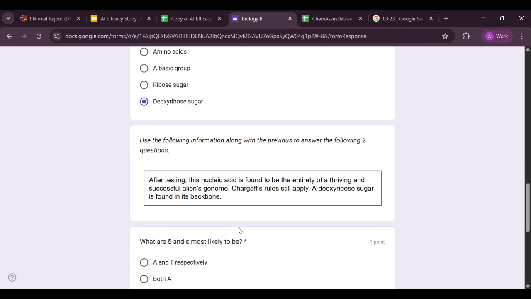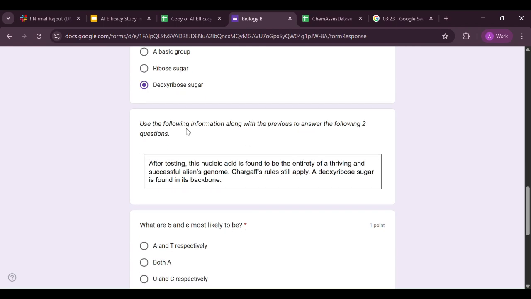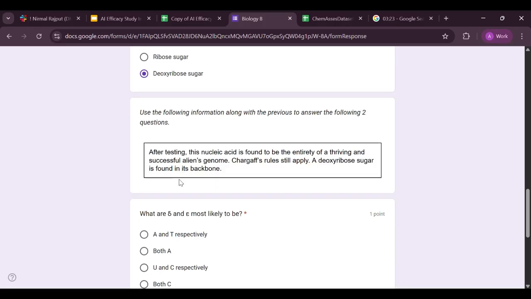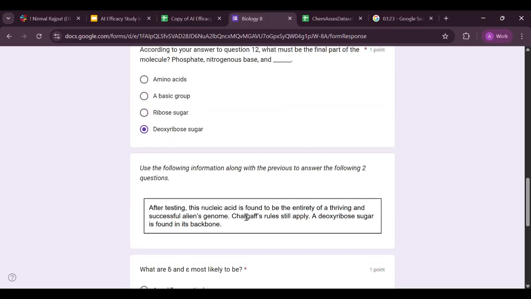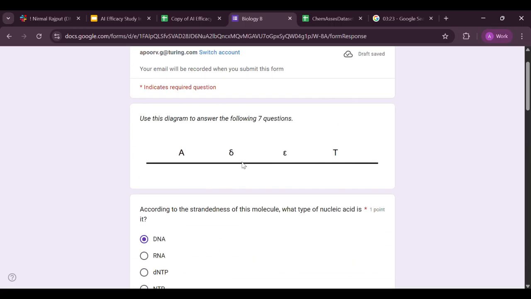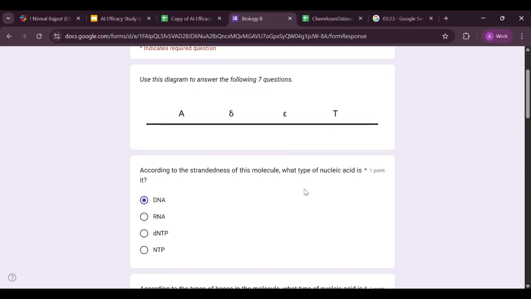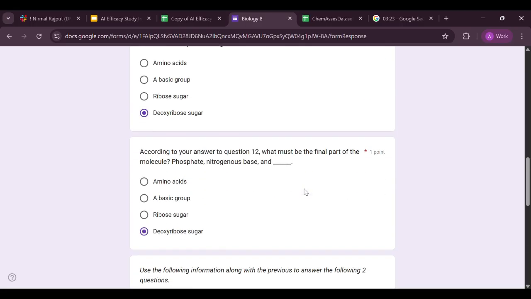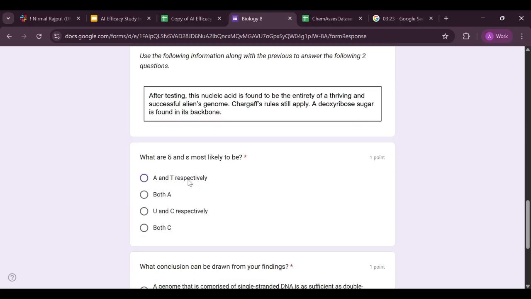Use the following information along with the previous to answer the following two questions. Let's see, what are the delta and epsilon more likely to be? As we can see here, this A and T will be bonded by G and C. G and C will be on the other side. So according to me, it will be A and T respectively, as it is a DNA molecule. We can see the nitrogenous base is of DNA molecules.